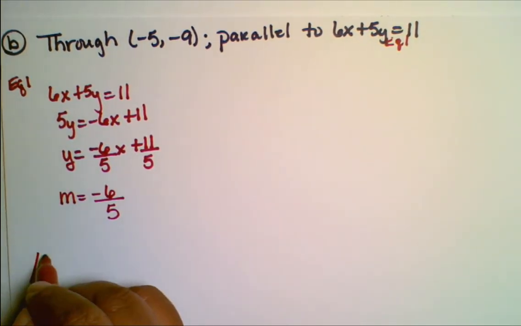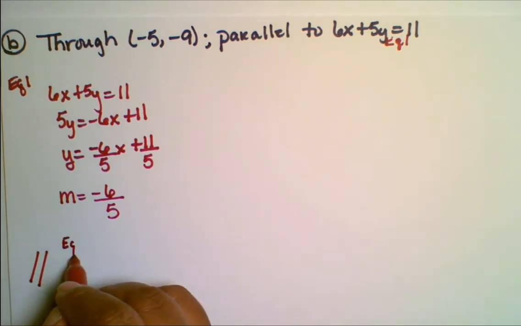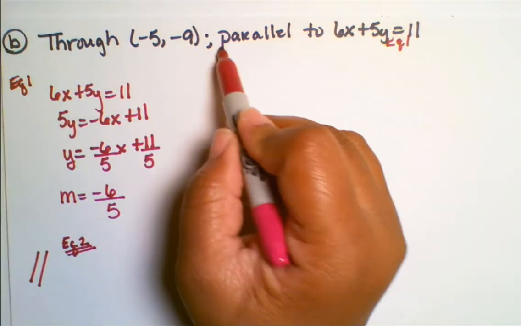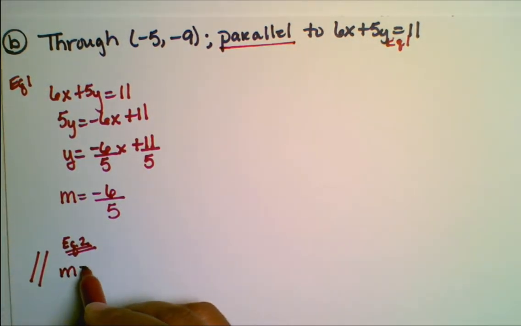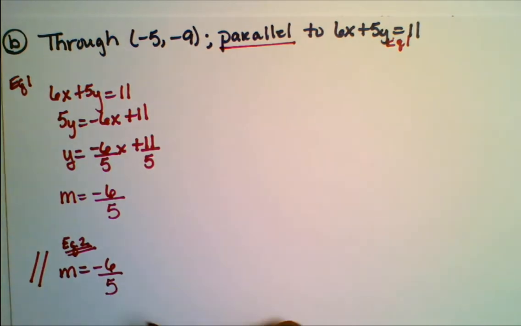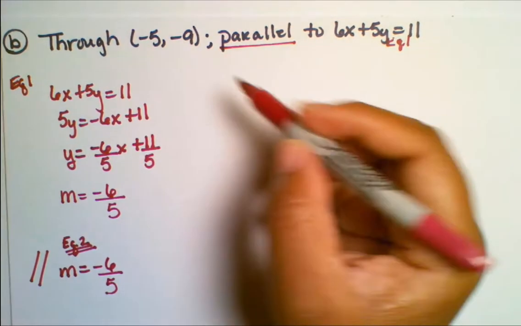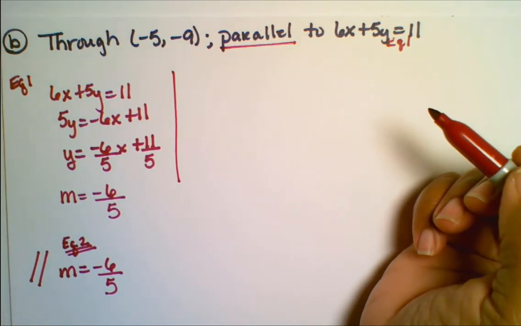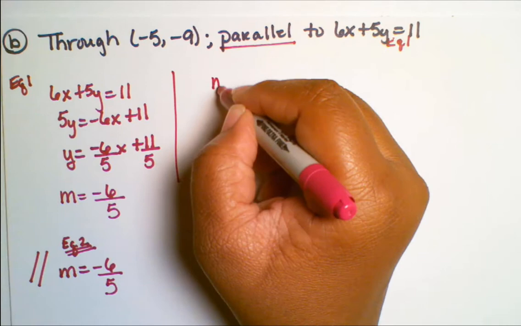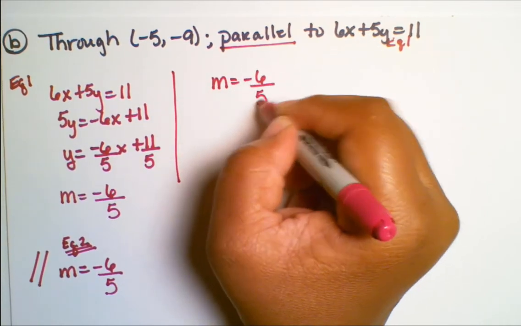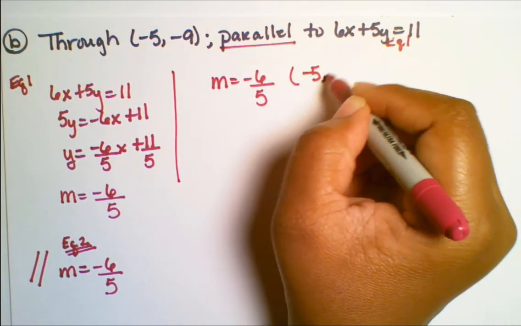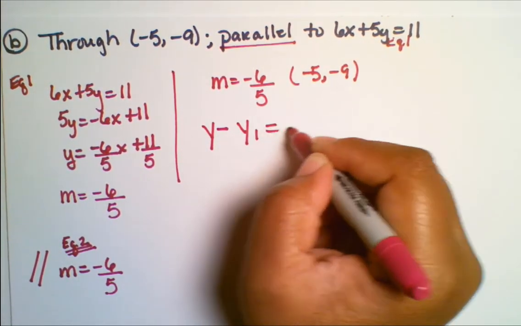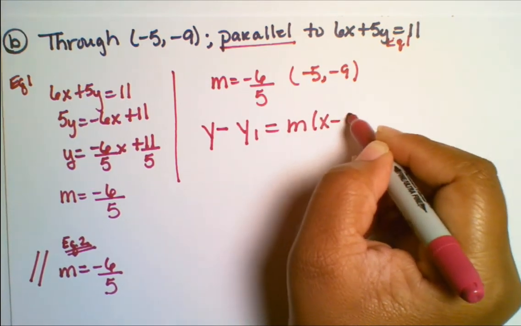Now, for our second equation, since the lines are parallel, the slopes are going to be the same. So its slope is -6/5. Now we have all of the information that we need to create equation 2. We have the slope, which is -6/5, and we have a point, (-5, -9). We're going to use the point-slope formula.